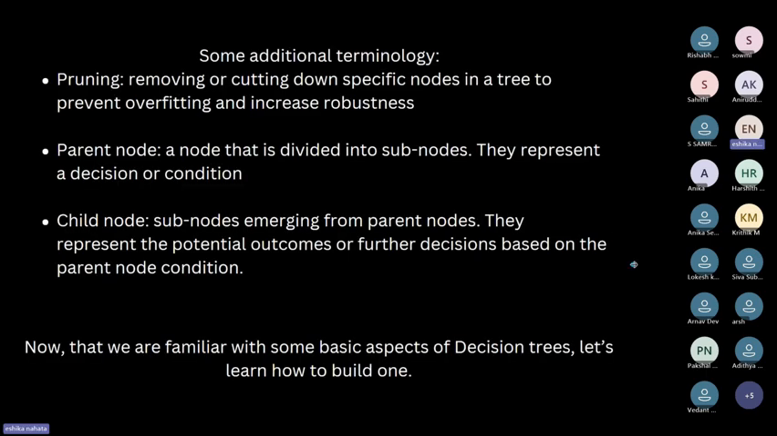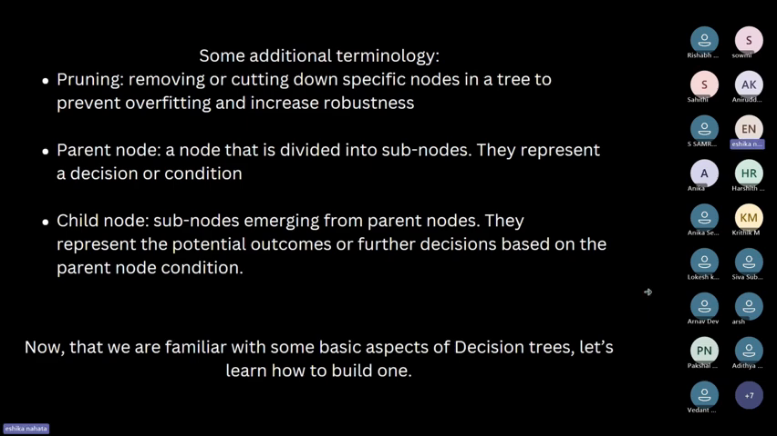Some more terminology associated with decision trees is the process of pruning, where after you make the decision tree, if you find that some decision node is not doing a good job of predicting on, say, a validation set or a test set, you can choose to remove it or cut it down, and this can prevent overfitting and increase the robustness of the model. And a parent node is a node that is subdivided into more nodes, and these subdivisions can either be leaf nodes or more decision nodes. They represent a decision or a condition, and a child node is what comes out of these parent nodes, and they represent potential outcomes or just the leaf nodes.